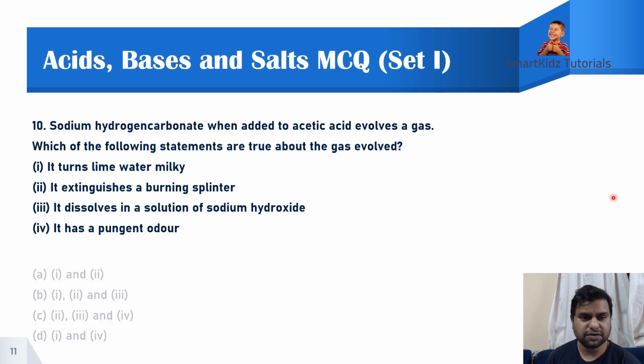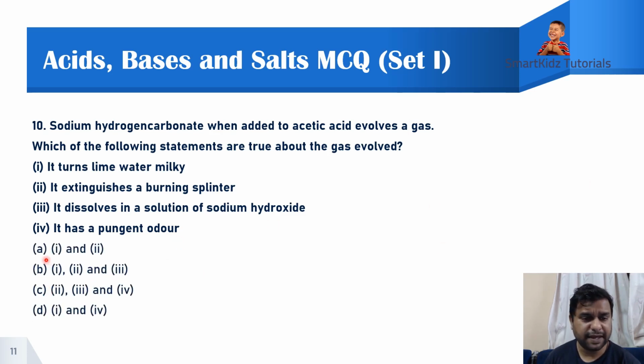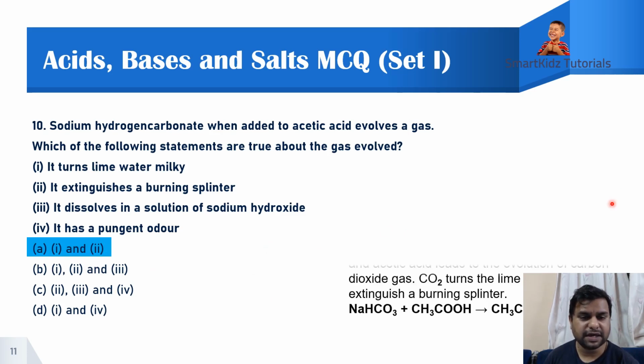Okay, I think the choices are here. A, first two. B, first three. C is the last three, and D is the first and fourth one. Look at the answer. It is the first and second. We'll look at why that is the answer.